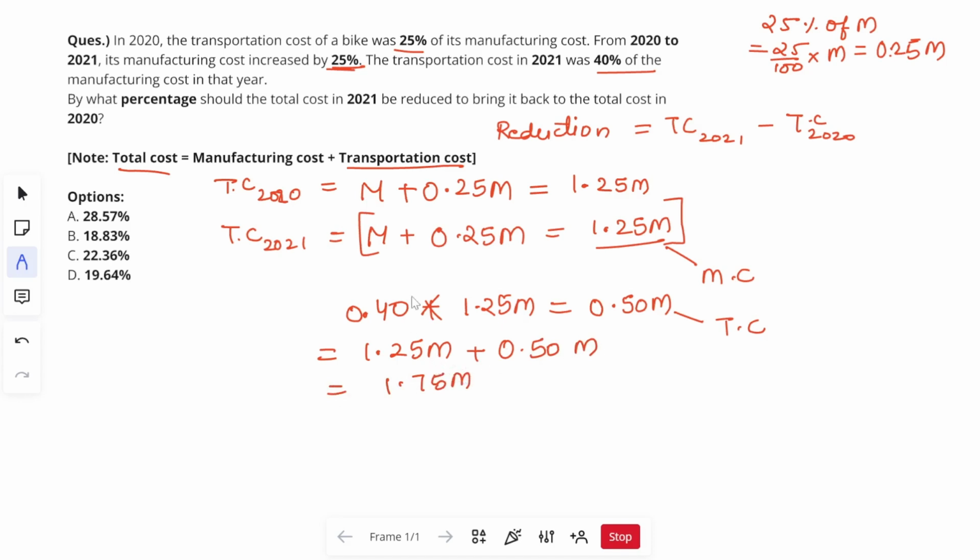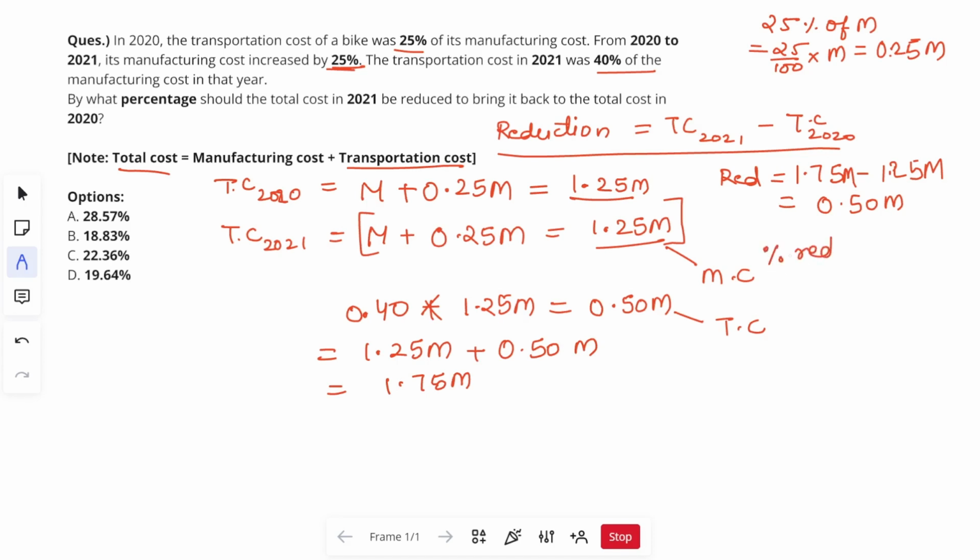So now what we need to find, our formula that we have written, right? Reduction. In order to calculate the reduction, we need the total cost in 2021, which is 1.75, minus the total cost in 2020, which was 1.25. So 1.75 minus 1.25 is going to give us 0.50 M. Don't forget to mention M everywhere, because M was a part of it, which is the manufacturing cost. Now we are asked the percentage reduction, right? So we have to convert it and find out the percentage reduction.